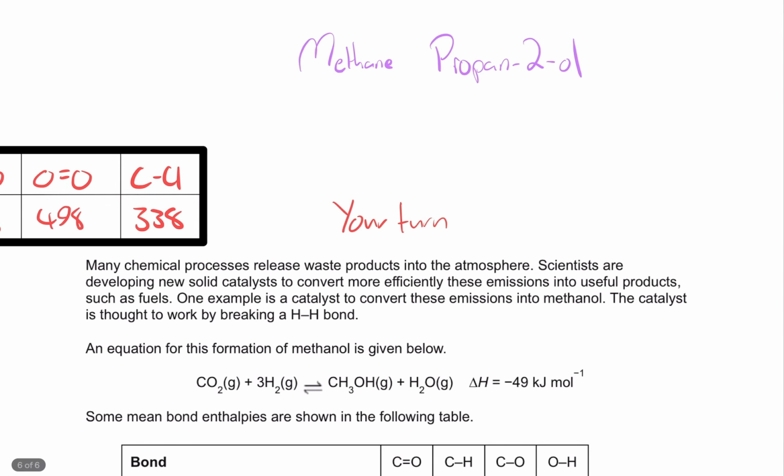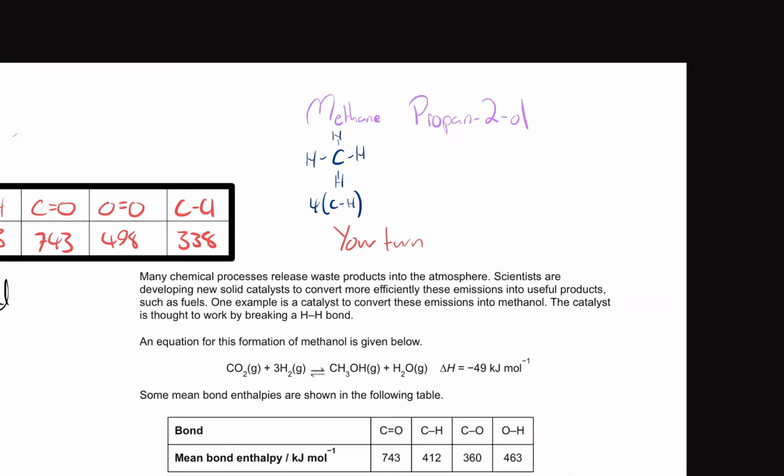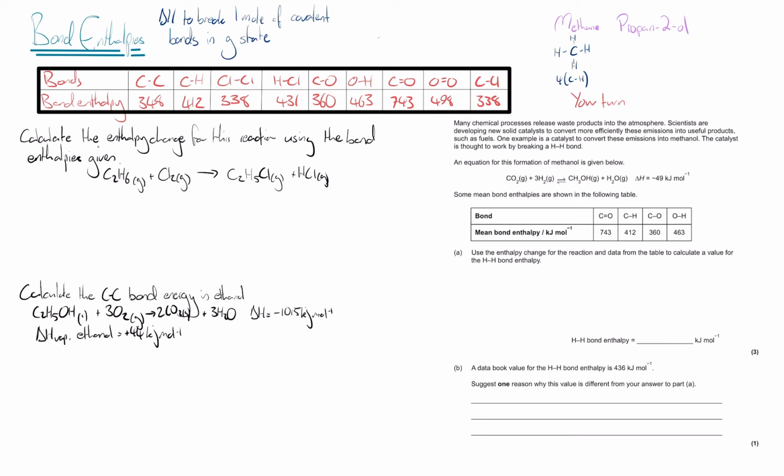Let's look at a bit of an example. So methane, propan-2-ol. So methane, you've got carbon. Carbon forms 4 covalent bonds. Meth means 1. The ane bit means it's saturated. So this is methane. And there we can see we've got 1, 2, 3, 4 carbon-hydrogen bonds. So we've got 4 lots of carbon-hydrogen bonds. And there we'd look at our data and we'd see that each of those is worth 412. So we do 4 times 412.